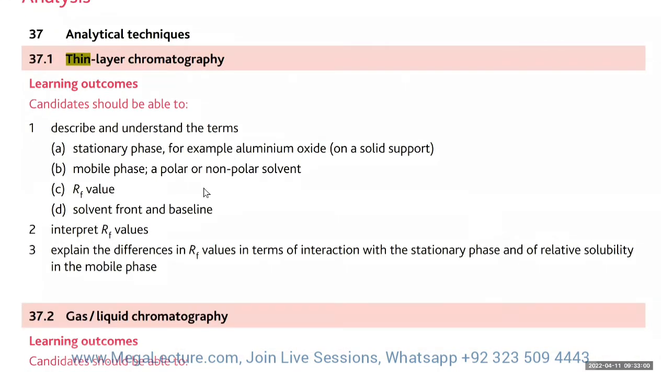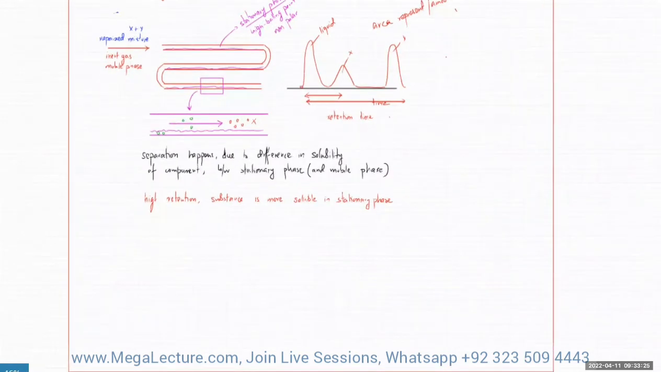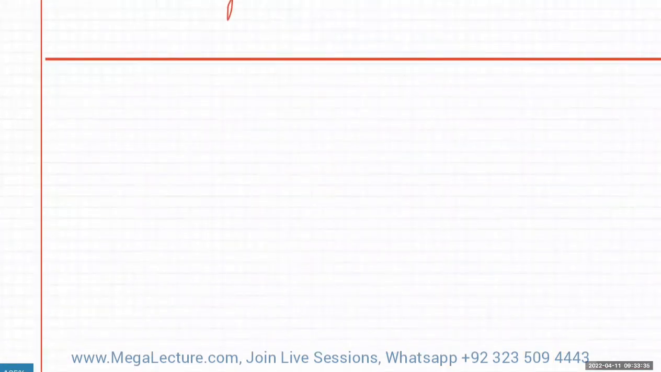Okay, this one is thin layer chromatography. This is exactly the same as paper chromatography, the RF values, which was in the O levels. Here they say stationary phase, but it's exactly the same. Let me explain it a little bit. So thin layer chromatography is kind of the same as your O levels chromatography.